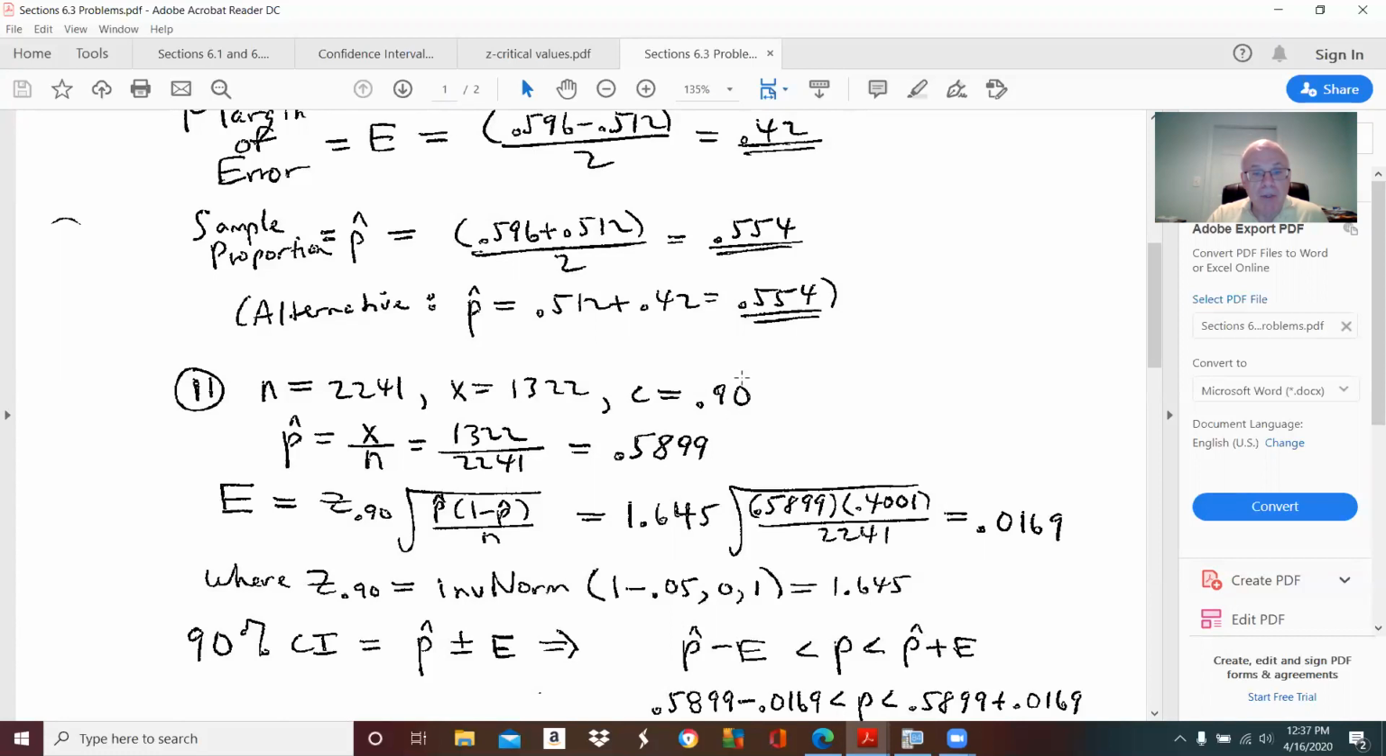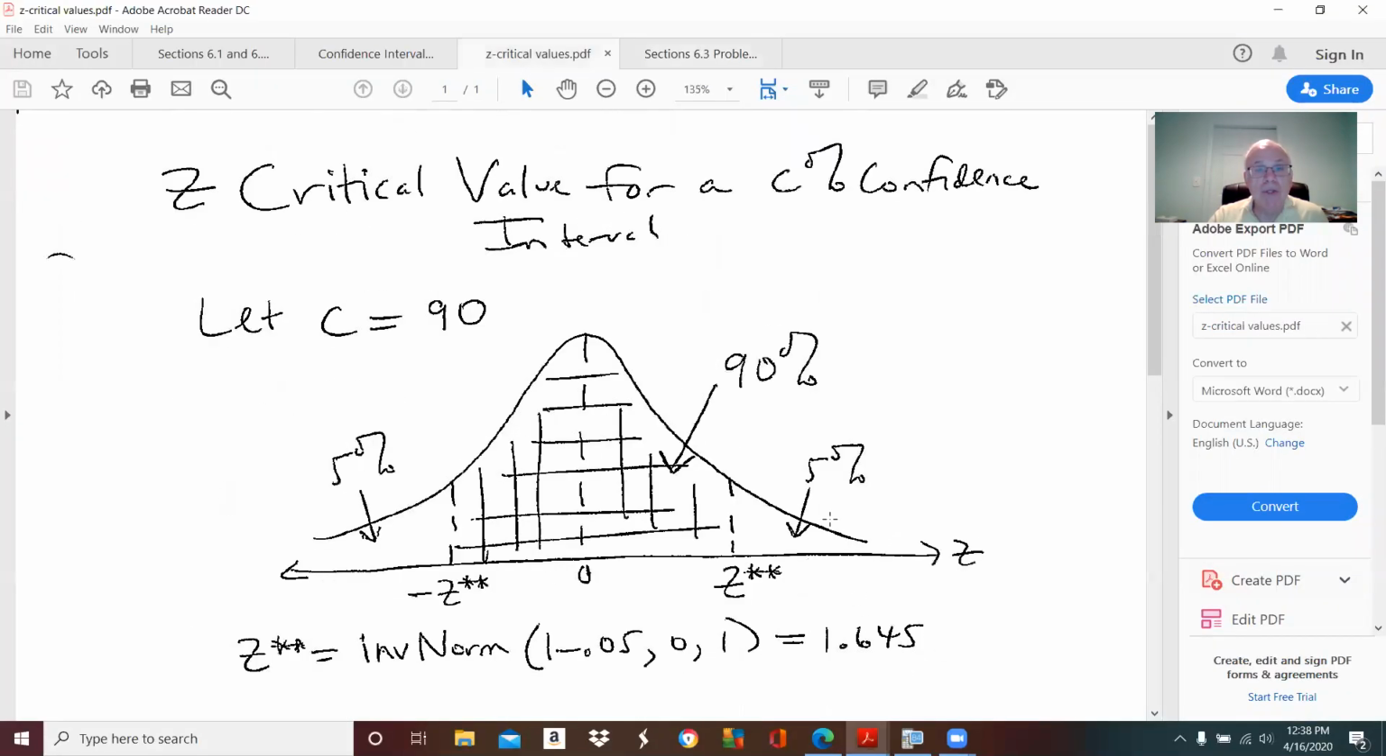A 90% confidence interval means that our z critical value is going to be 1.645. Now, how do we get that? Let's go back to this handout, z critical values. Remember, if c is 0.90 or 90%, that means the middle area of the standard normal curve is 90%, which means half of the remaining 10% is on the left, 5% on the left tail, and the other 5% is on the right tail.